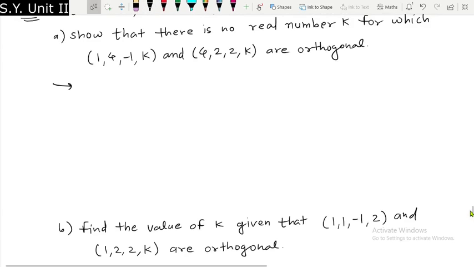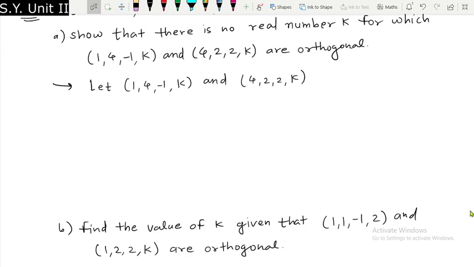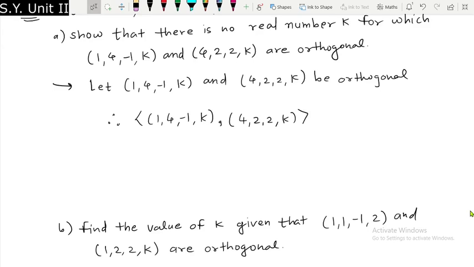First I will say let (1, 4, -1, k) and (4, 2, 2, k) be orthogonal, and let us solve it and see what happens. Since these are orthogonal, what will happen? Since the inner product is not mentioned, whenever the inner product is not mentioned, we are going to use the dot product, as I have told you before. So this is equal to 0, and once you go on solving, 1 multiplied by 4 is 4, 4 multiplied by 2 is 8, minus 1 multiplied by 2 is minus 2, and k multiplied by k is k squared, equal to 0.